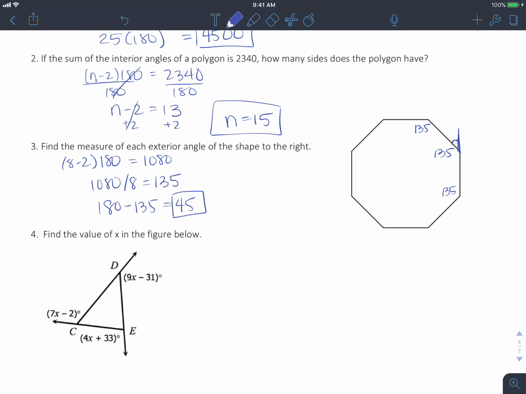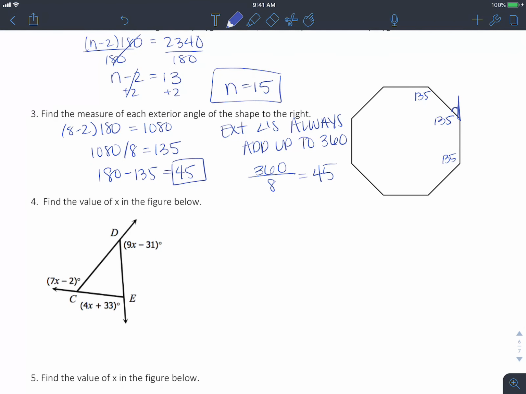The second way to get it is that we know that all the exterior angles always add up to 360. So if we have 360 degrees and we divide it evenly with 8 angles, 360 divided by 8 is going to give us 45. So either way, totally okay. Just whichever way you prefer or remember.